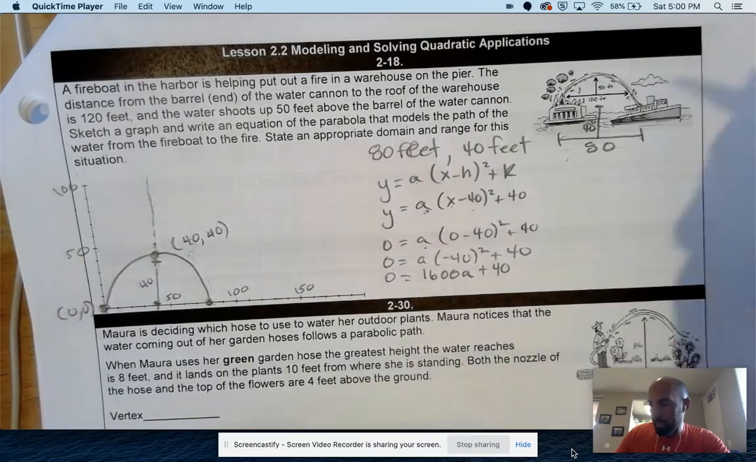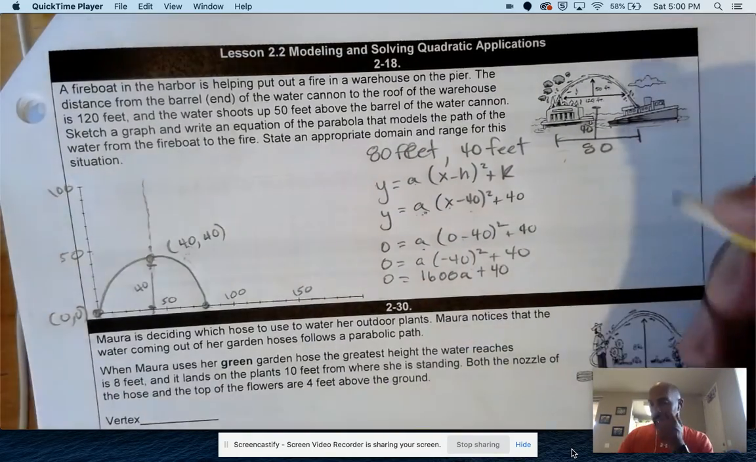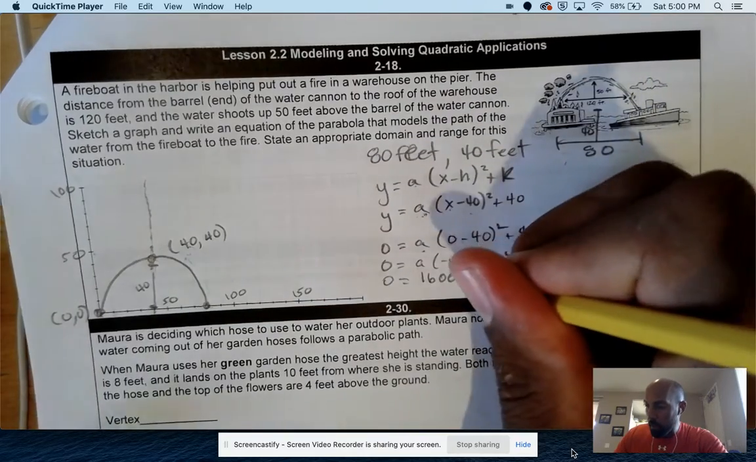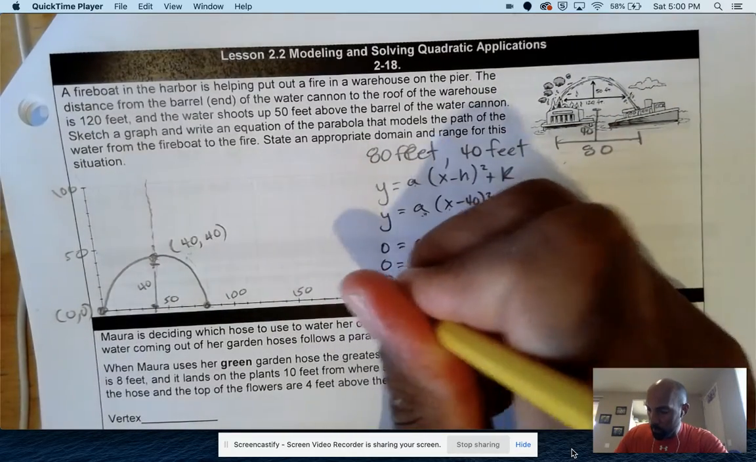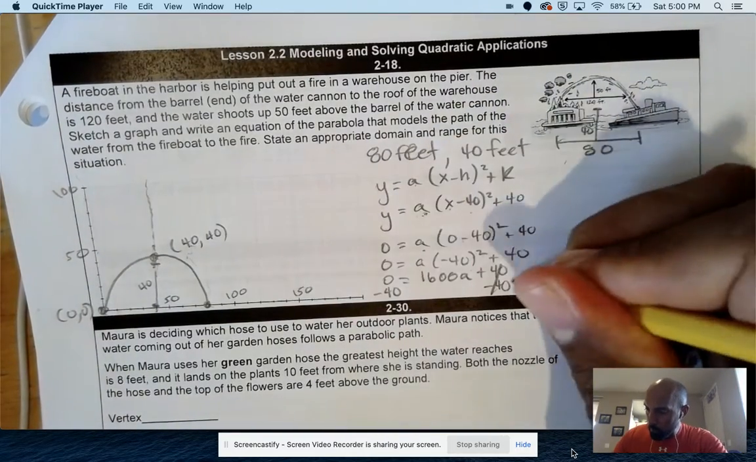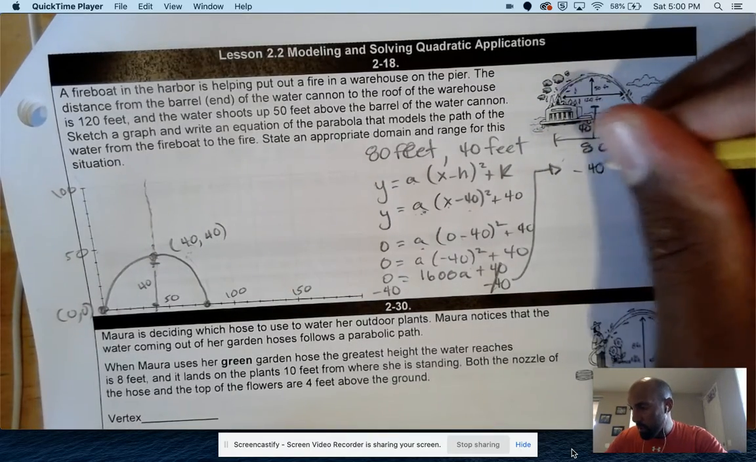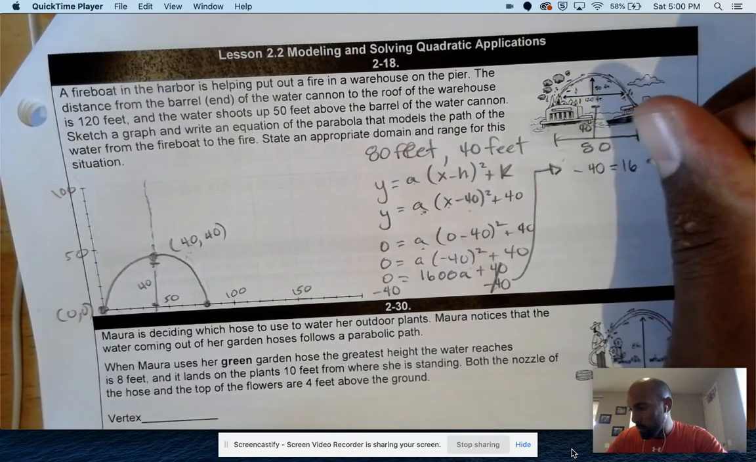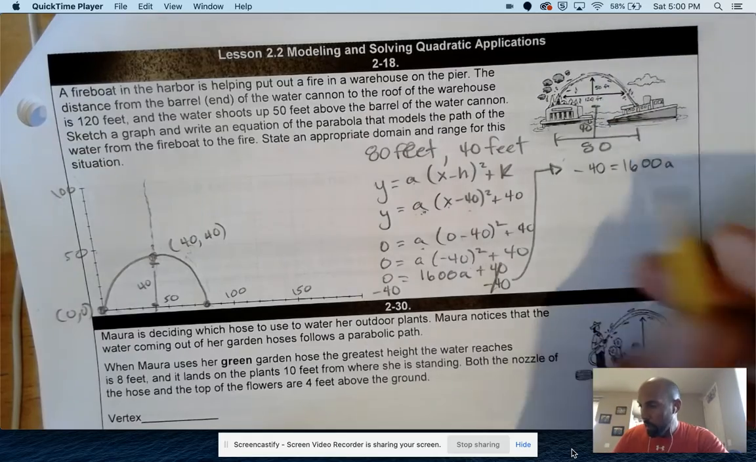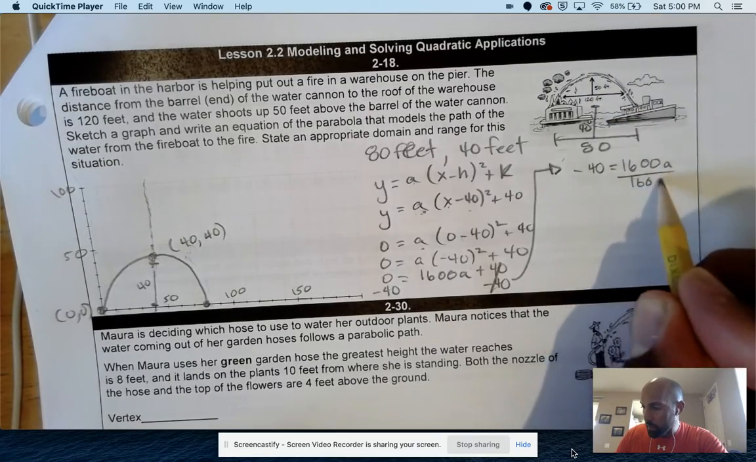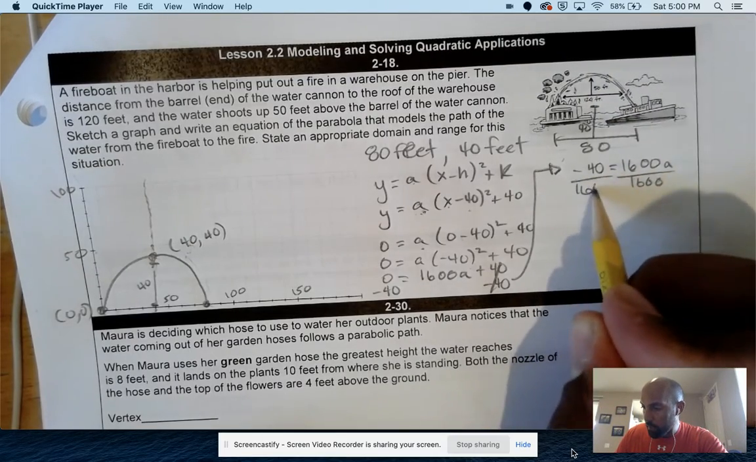And some of you are like, oh my gosh, that's such a big number. You can do it. It's not that bad. All right, so now minus 40. I'm going to solve for a. And we get minus 40 equals 1600a. And the last step here would be to divide by 1600 to get a by itself.